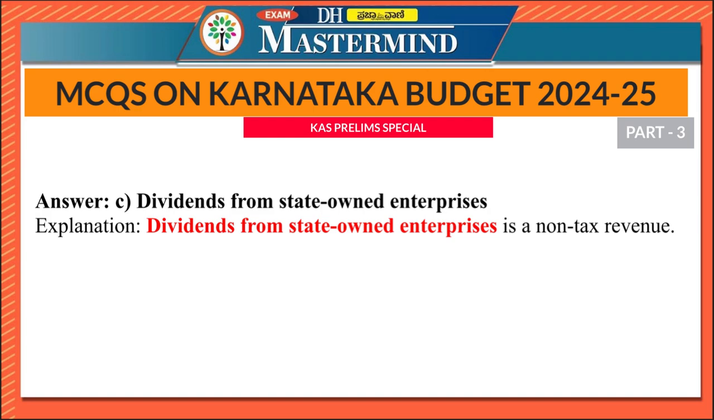So please remember this is a standard question as most of the people get confused. They will consider dividends from state-owned enterprises as capital receipts. No, it is a non-tax revenue. So it comes under revenue receipts. This is a standard question. Most of the people will get confused. That's why I have included it again.